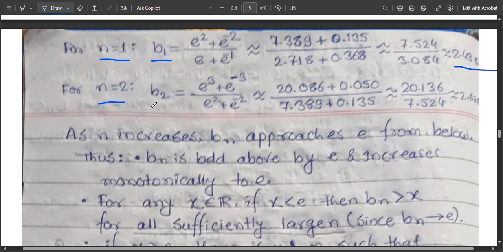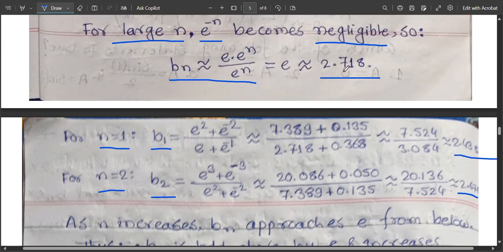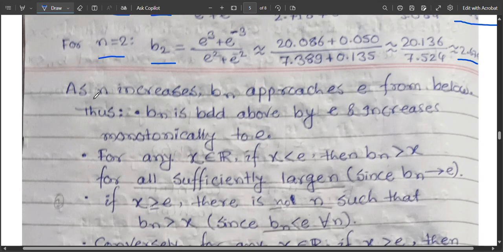And again for B2, you will write e to the power 3 plus e to the power minus 3 by e square plus e to the power minus 2, and that is equivalent to 20.136 by 7.542, which comes to 2.676. If you see the values, it is like 2.4, then 2.6, and when n tends to infinity, its value is 2.7. So it is increasing: 2.4, 2.6, and so on up to 2.7. As n increases, Bn approaches e.